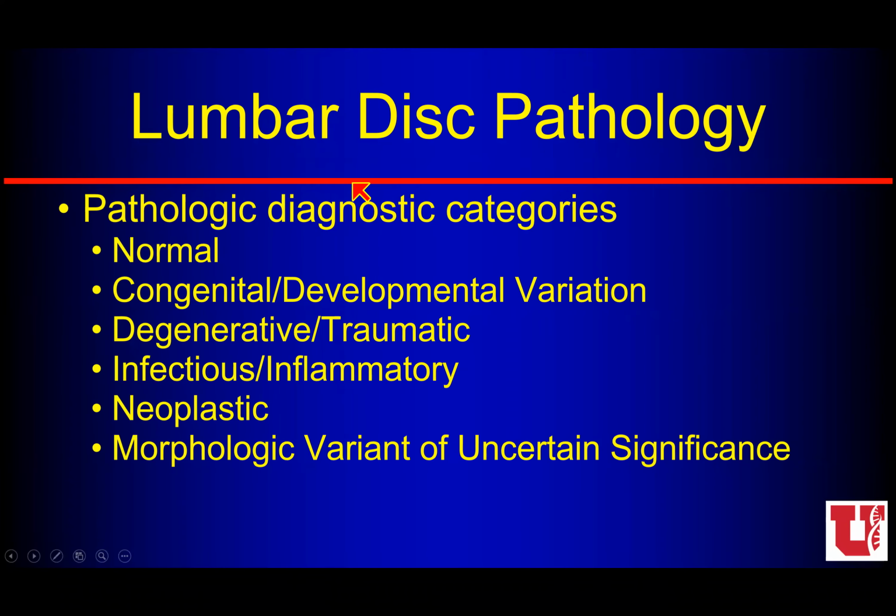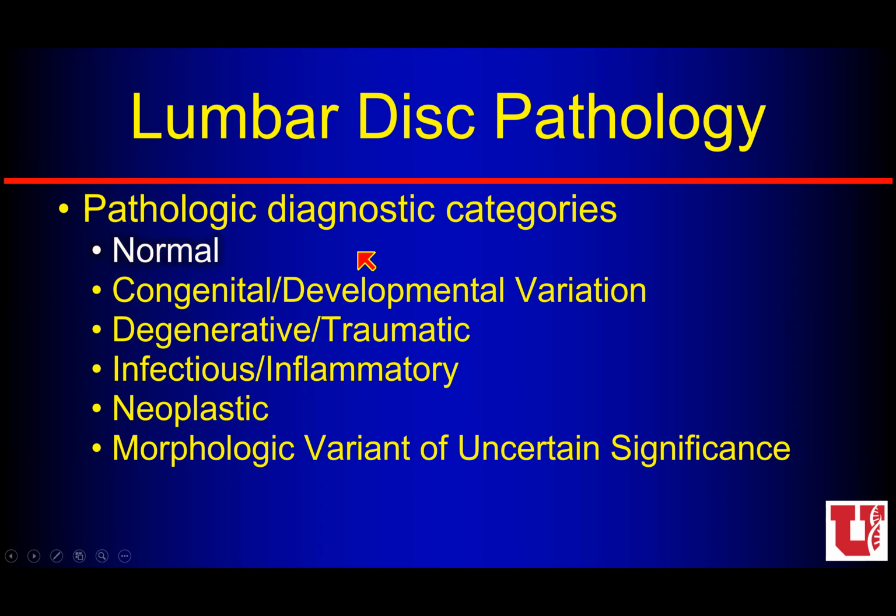So the nomenclature, when we think about lumbar disc pathology, we have these different categories. Obviously, there's normal, then there's congenital development. Degenerative and traumatic is the big issue here. There are nomenclature words and verbiage we want to use specifically for infectious and neoplastic and things we're not quite sure about, uncertain significance. But degenerative is the big thing here. So how do we differentiate normal from degenerative lumbar spine pathology?